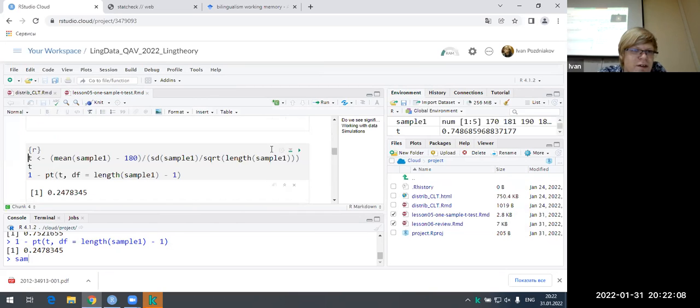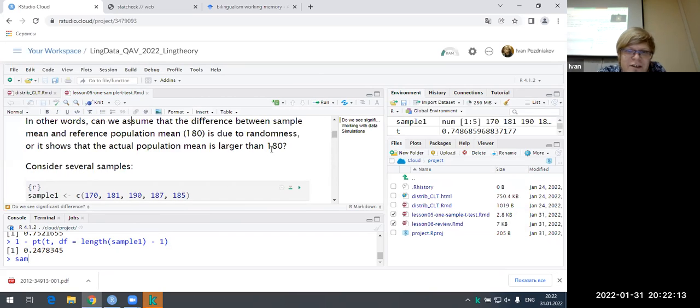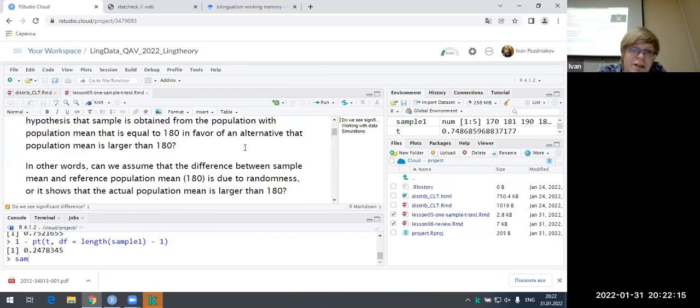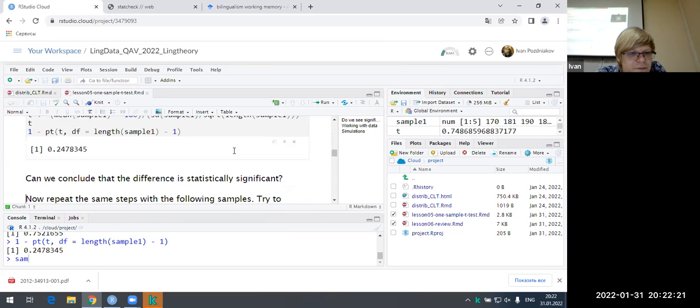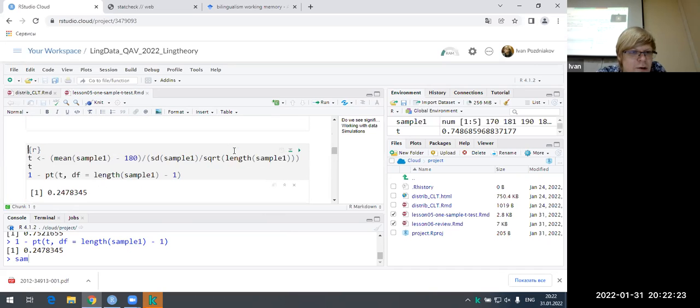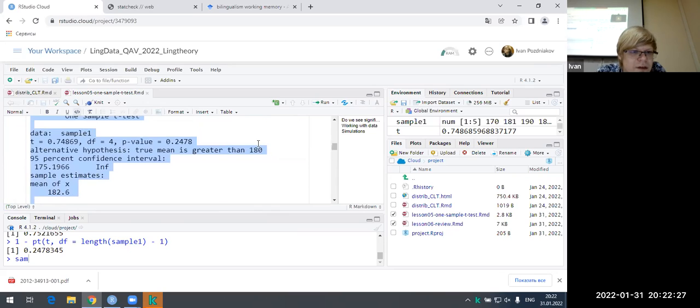I wrote something. Everything broke. Actually, I don't know what I did, but it's not so bad, right? So let's see. Yeah, we have exactly the same p-value, right?